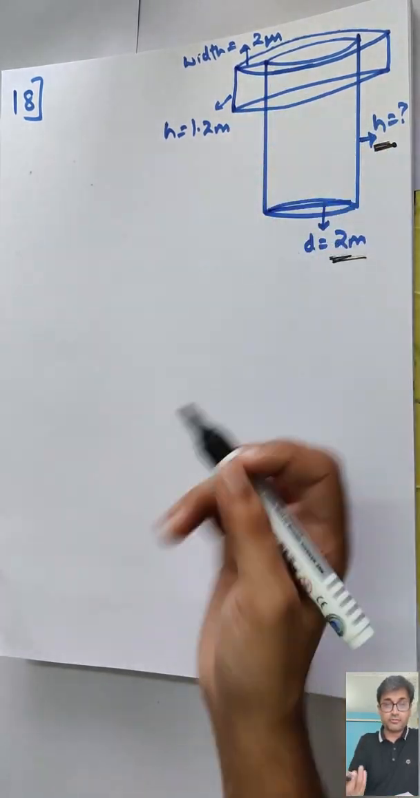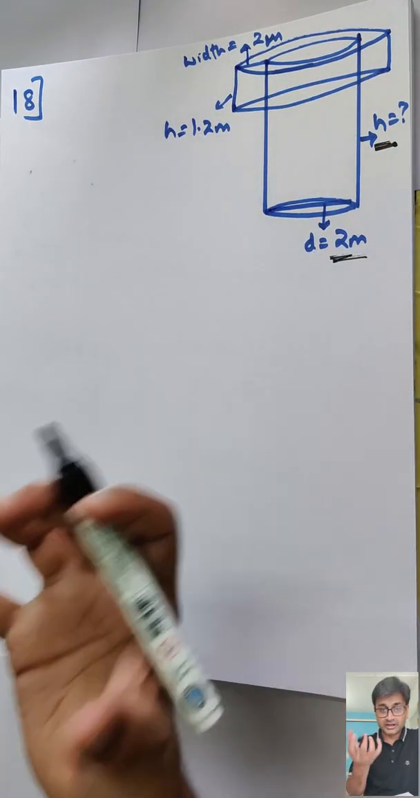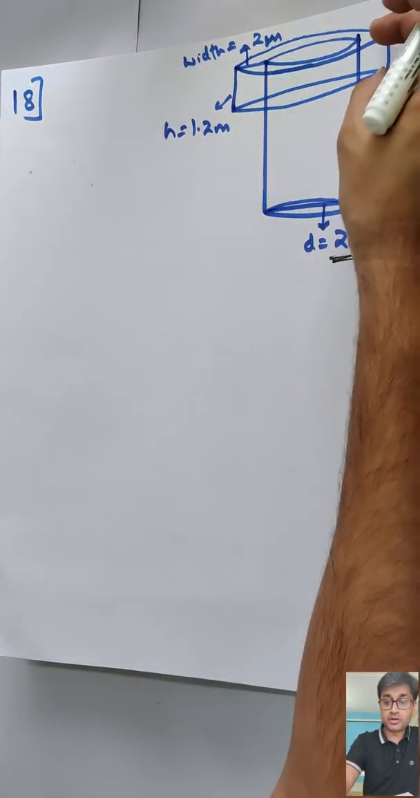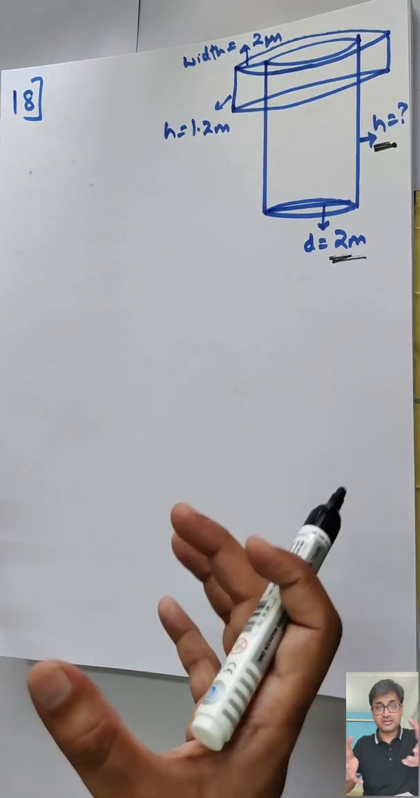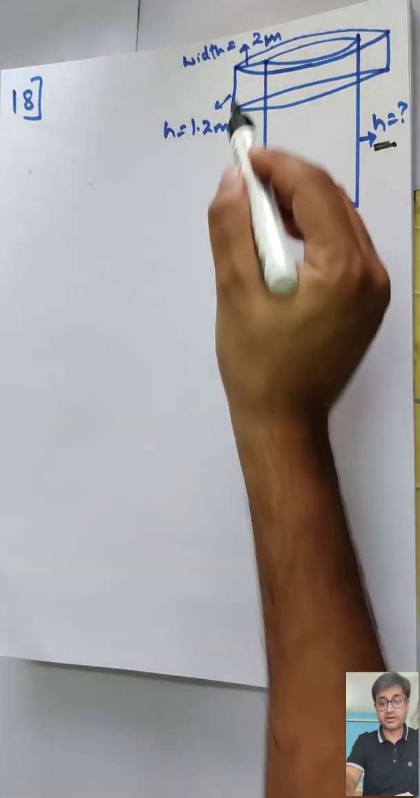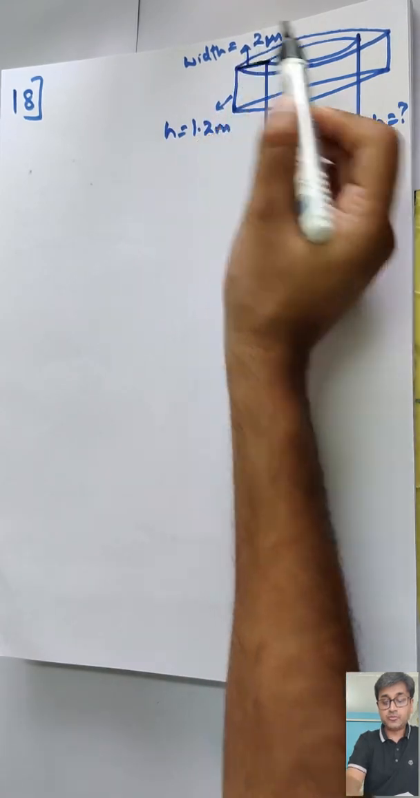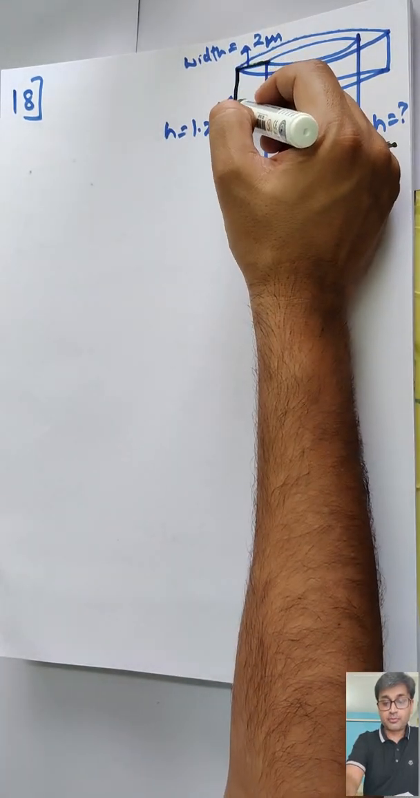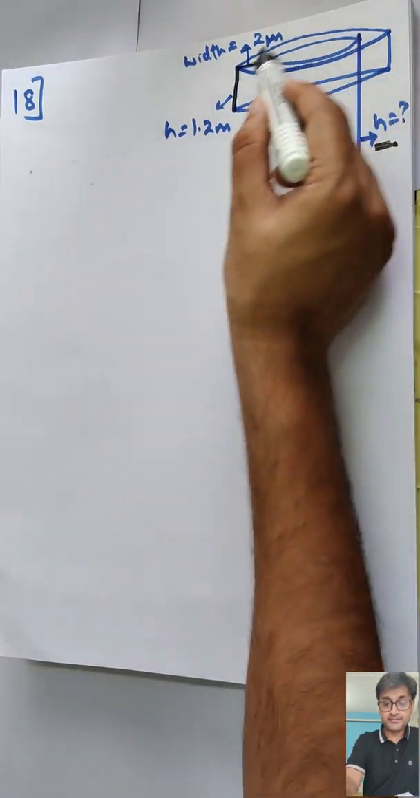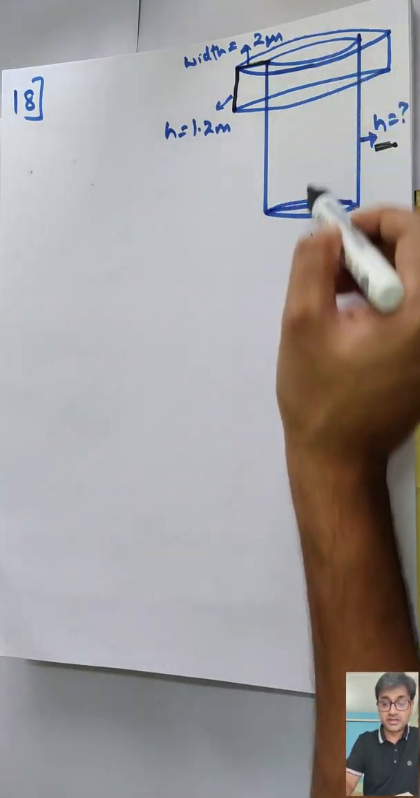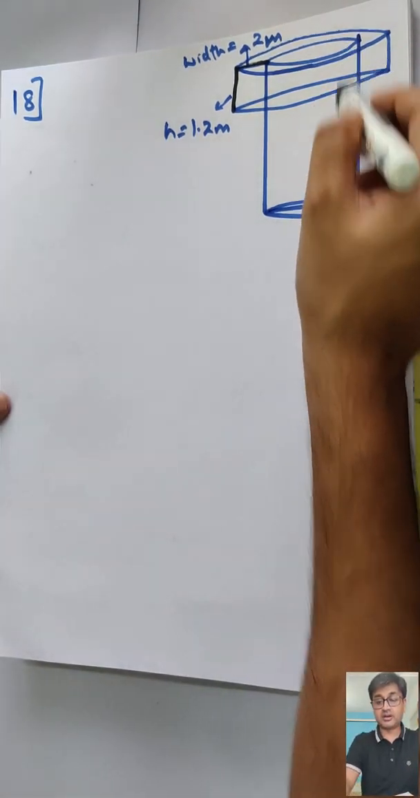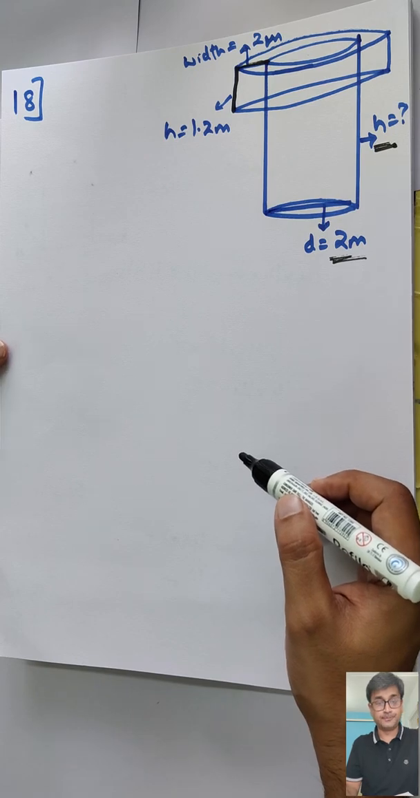Whatever earth they removed, matlab whatever sand or soil that they removed, they started spreading it all around this well, to create an embankment. Embankment means a place where people can hold or they can stand. So embankment has been created with 2 meters width and the height is 1.2 meters. So whatever this sand is, it is basically removed from this well, or you can say the cylinder. So your question is, what is the height or the depth of this well?